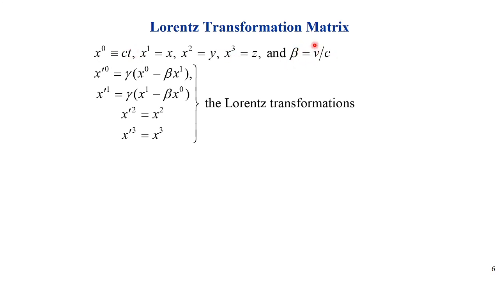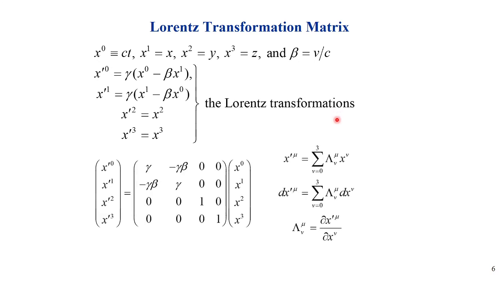And beta is defined as v over c. C is the speed of light, and v is the speed of relative motion of the two frames, two Lorentz frames, two inertial frames. So we got this: x0 prime is related to this one, x1 prime is related to these two, and the others do not change. That's the Lorentz transformation.